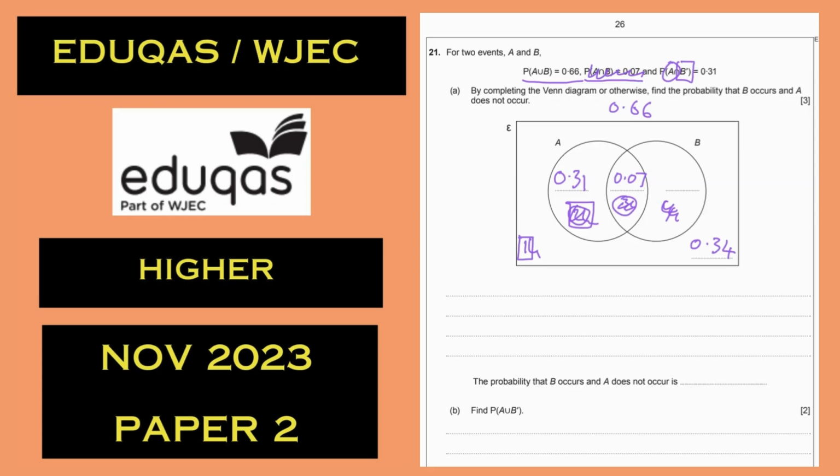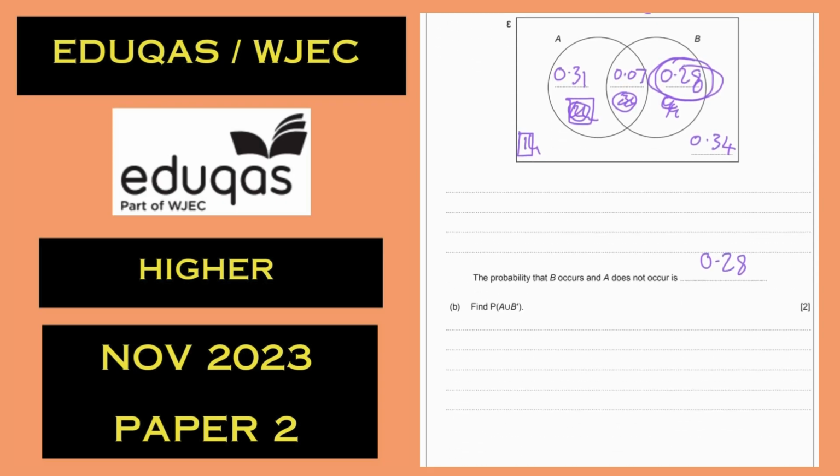Now you grab your calc. The numbers inside this Venn diagram should add up to 1. 1 minus these 3 numbers is 0.28. The probability that B occurs and A does not is actually that particular section. That's where B does happen and A doesn't. There we go.